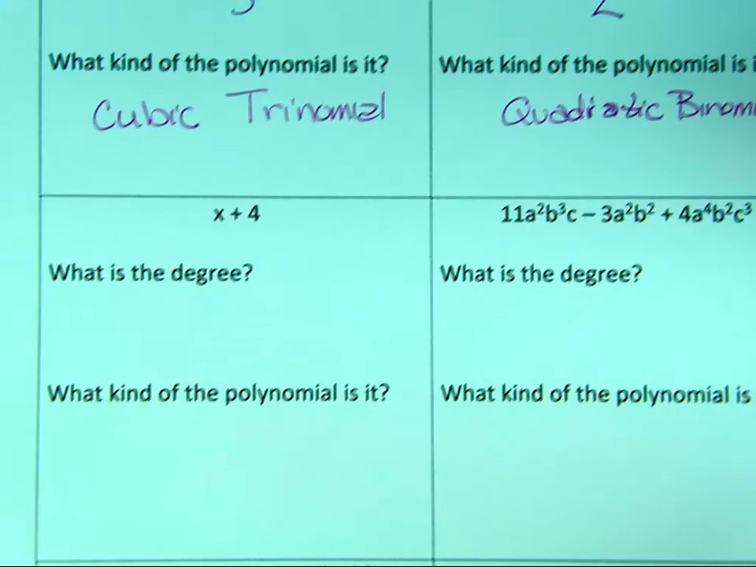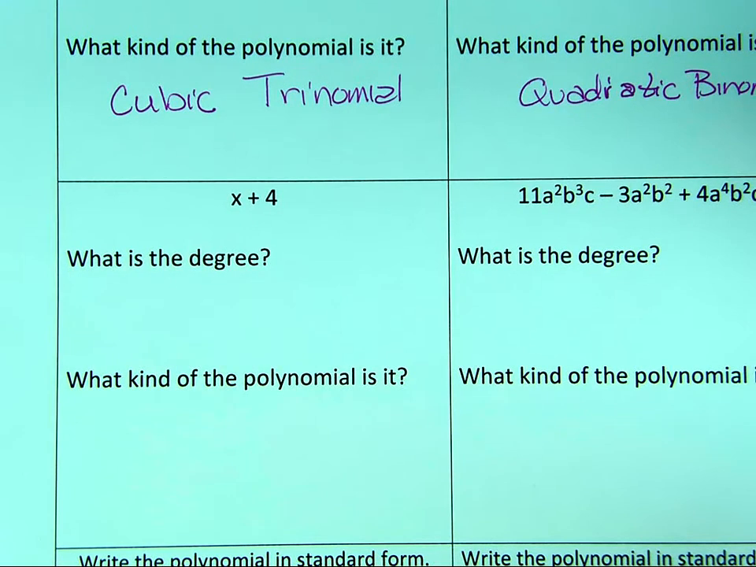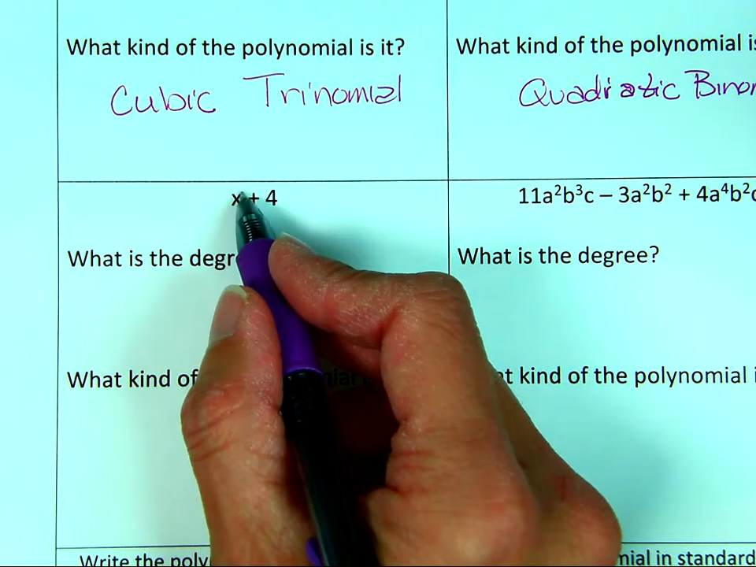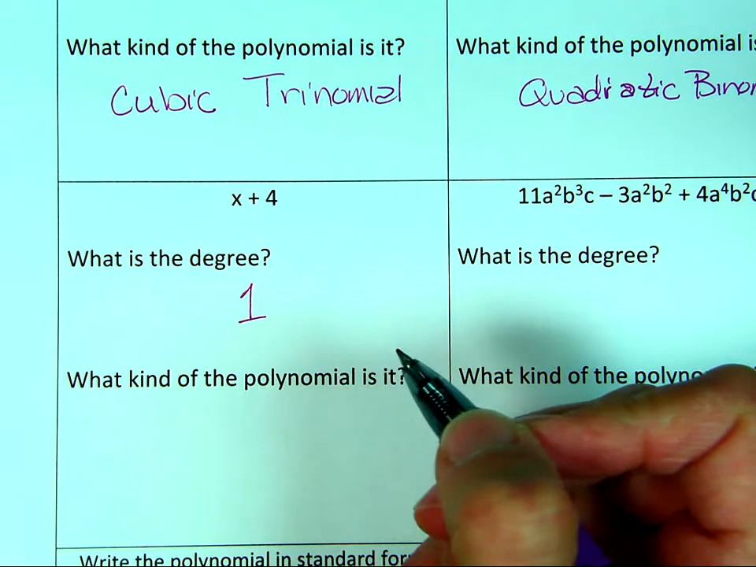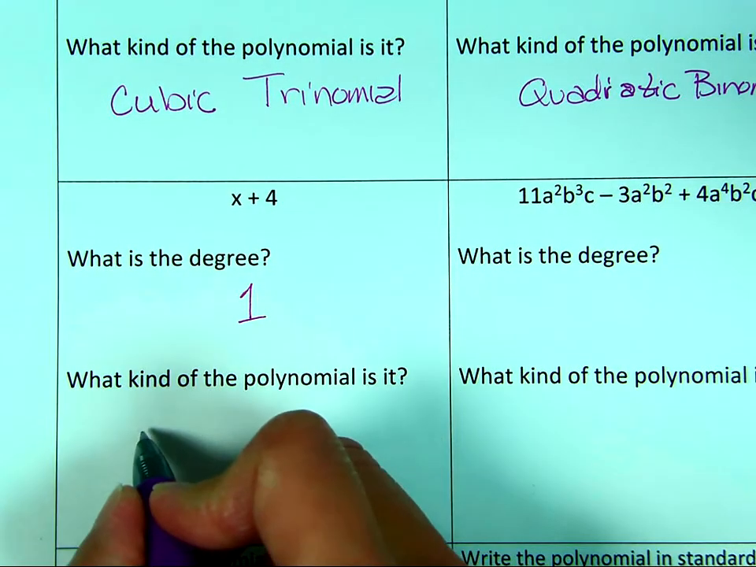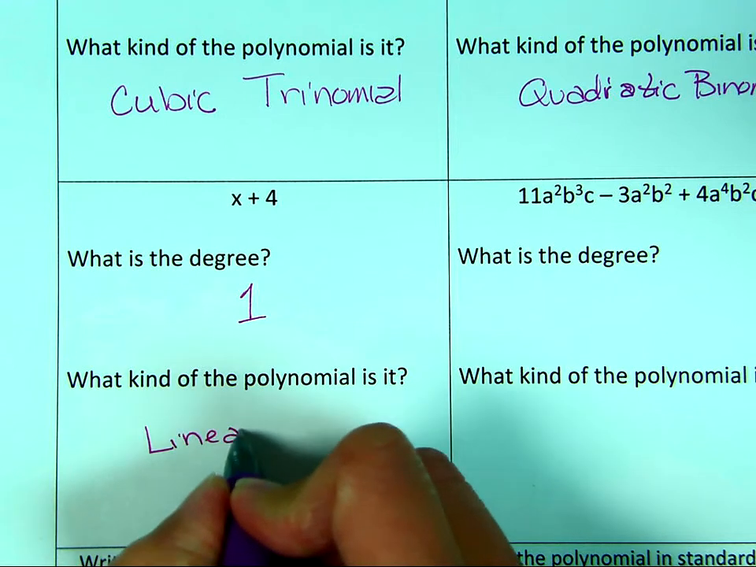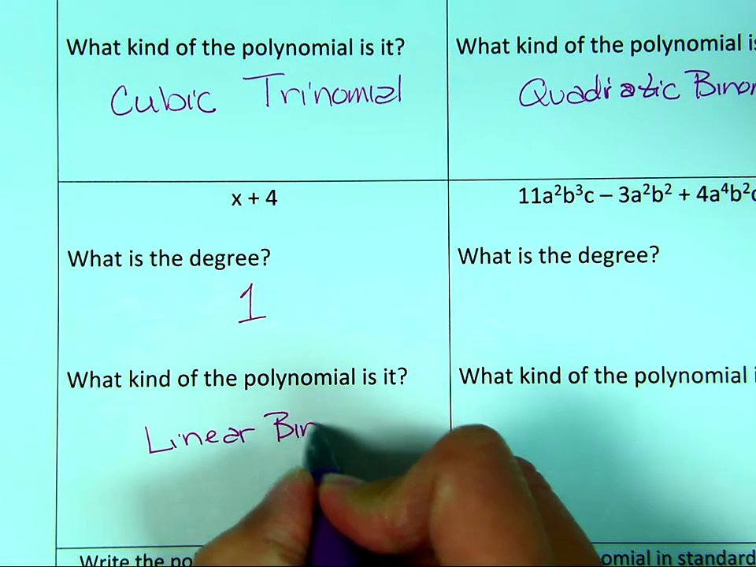Okay, this one, what is the degree? Well, there's only one variable again, and if there's no exponent on it, then we know the degree is 1. And it's a binomial, so we call this a linear binomial.